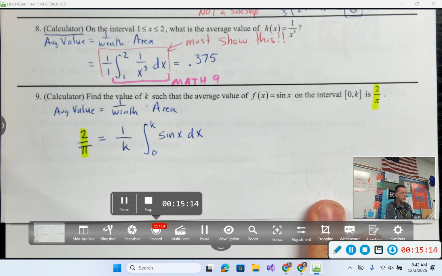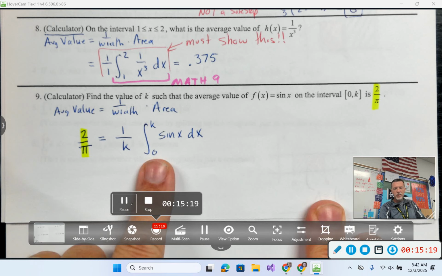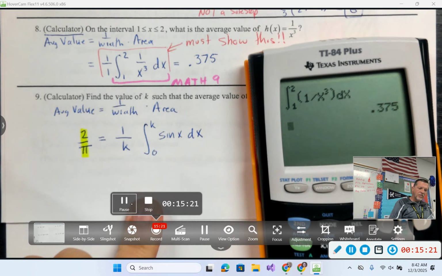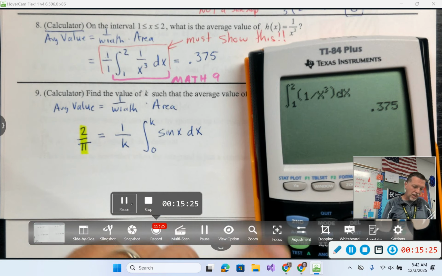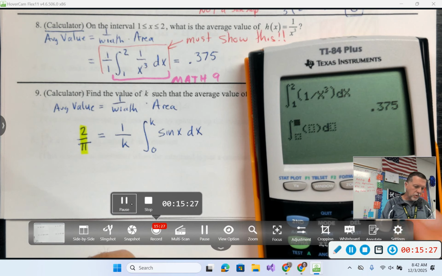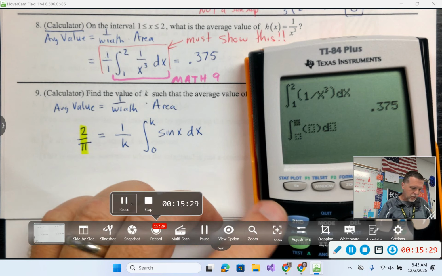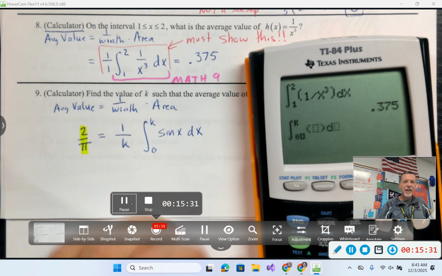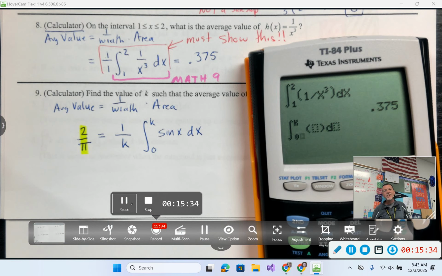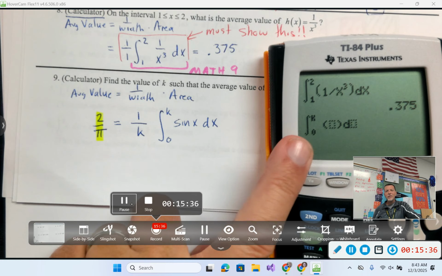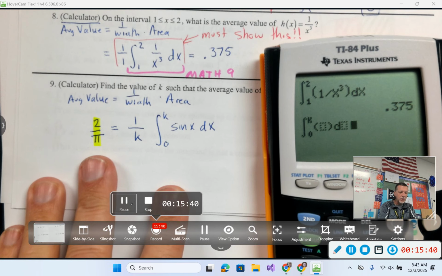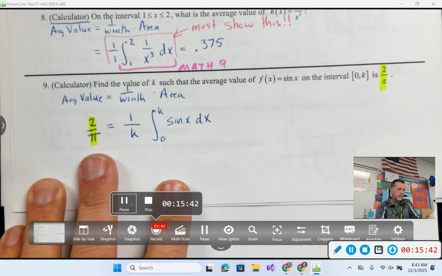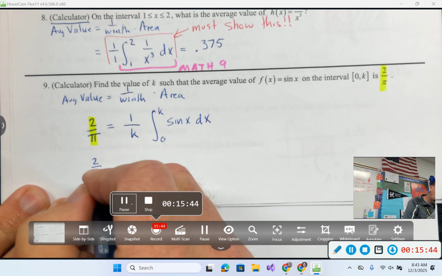It says calculator, but I don't know that the calculator is going to be much help initially, because I could put a k in there, but my calculator doesn't know what k is, so don't do this. Your calculator does not know k. It would give you an answer, but it wouldn't make sense. So I've got to do some of this by hand.